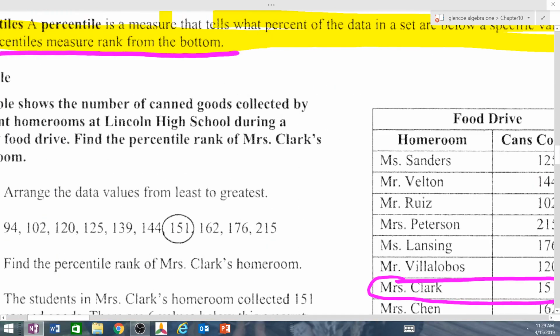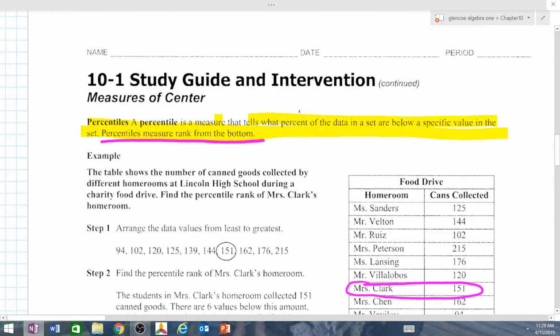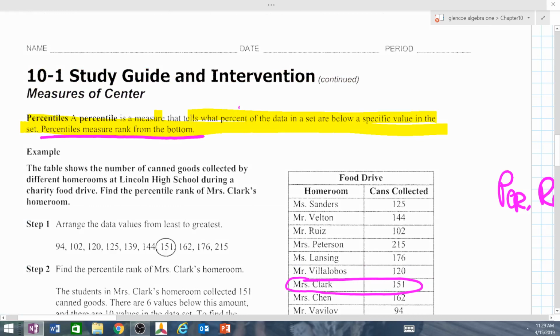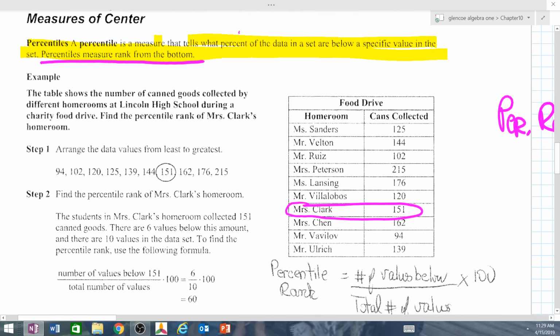The next thing I want to talk to us about is percentiles. A percentile is nothing more than a measure that tells what percent of the data in a set are below a specific value in the set. Percentile ranks measure from the bottom. Okay, so here's a good example.